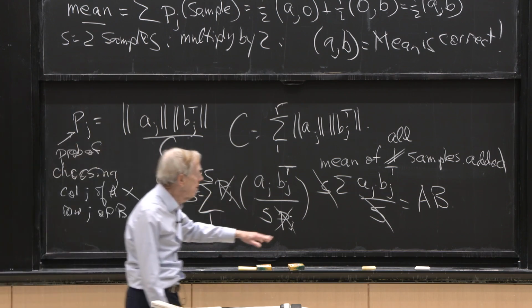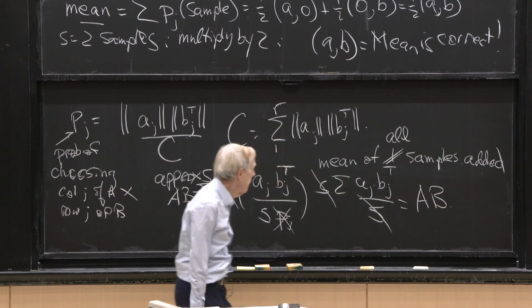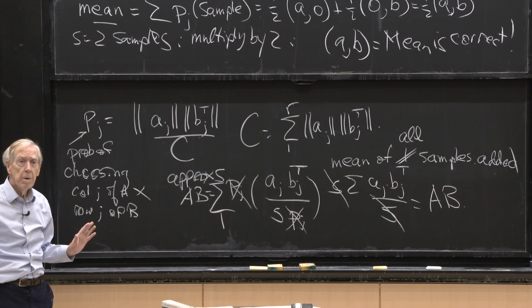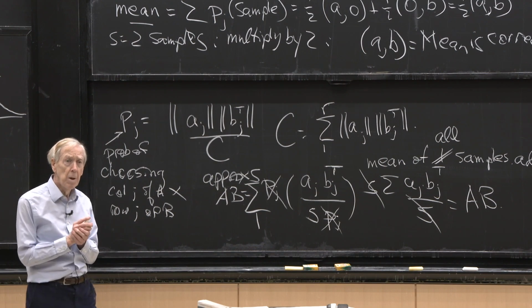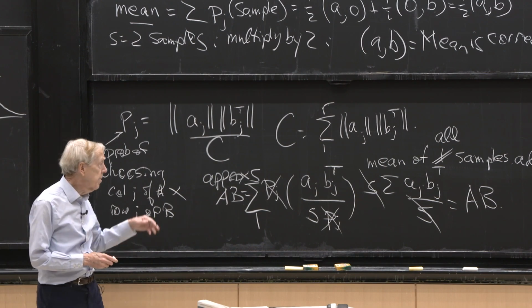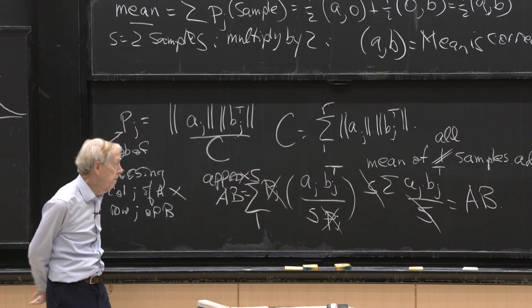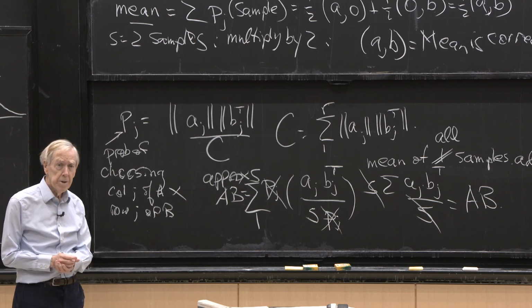Remembering however I defined AB there. All I'm saying here is that I did something reasonable in the sampling process so that the mean came out right. And now is the hard part, the variance.